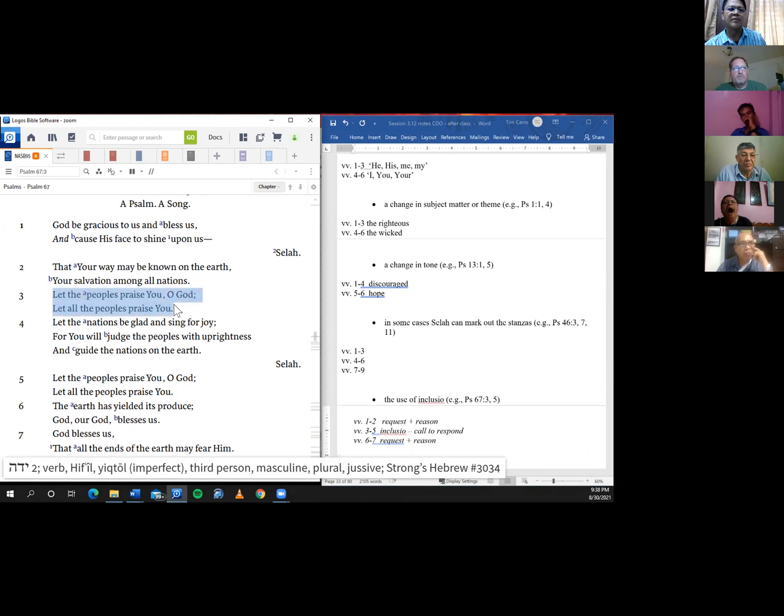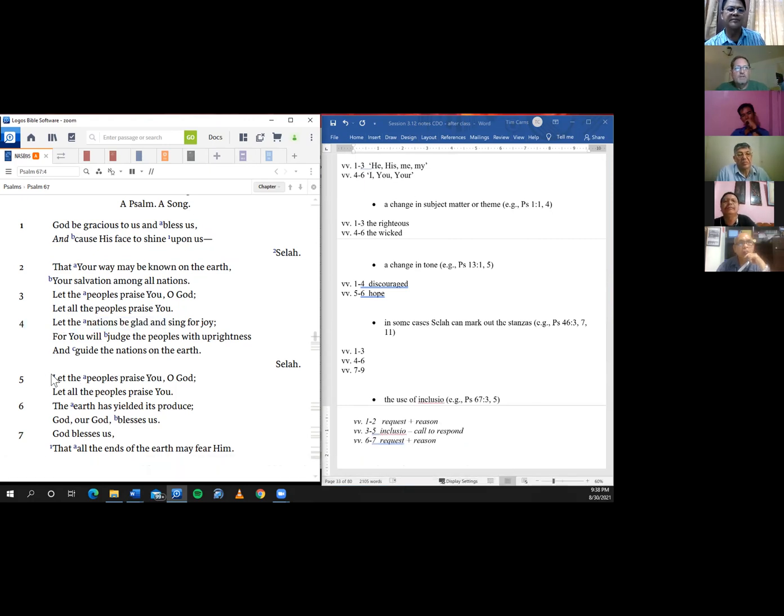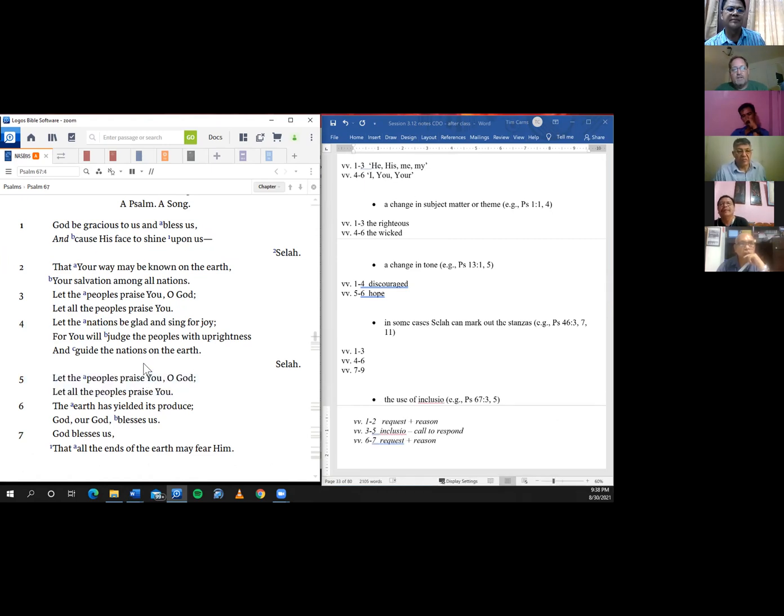Let the peoples praise you, O God. Let all the peoples praise you. Let the nations be glad. That's a call to respond. And then let the peoples praise you, O God. Well, we've seen that before. Is that a refrain? No, I think it's an inclusio, and it's marking out in the middle of the psalm the call to respond.